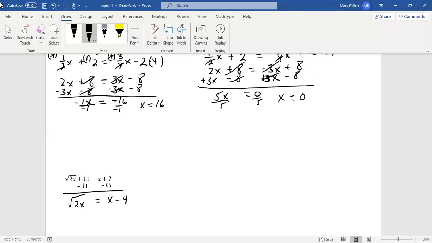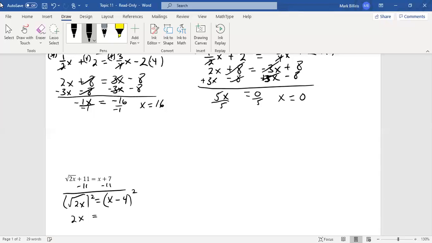Okay, so I need to eliminate the radical sign. In order to do that, since this is a square root, I need to square both sides. Notice I'm putting the x minus 4 in parentheses. I'm not squaring each term individually. I'm squaring the entire right side. So on the left-hand side, that removes the radical sign.